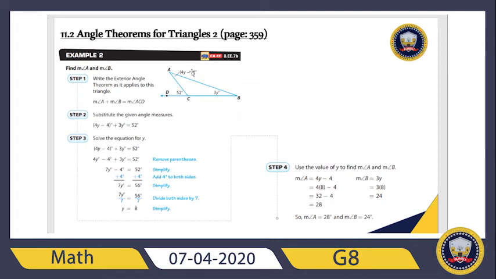I am given this triangle we have shown already previously, and you have this angle that is 52. This is 4y minus 4, which is A, and B measures 3y. Now I want to find the measure of the angle A and the angle B. What I am going to do here is set up my equation.